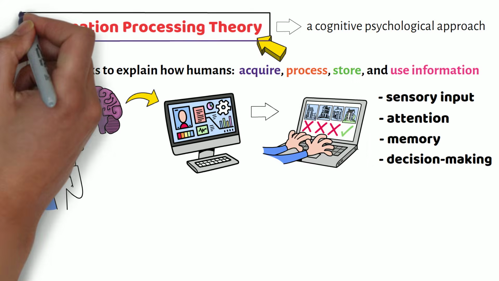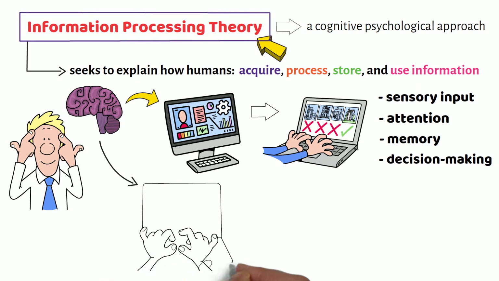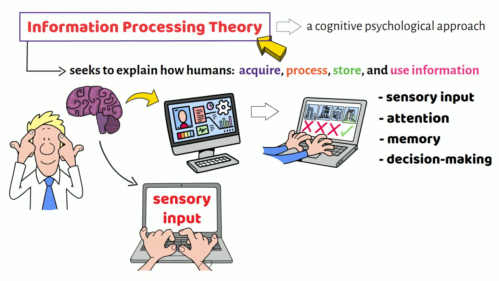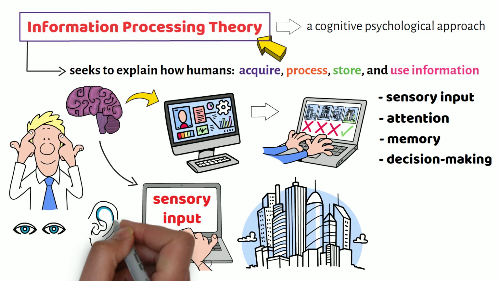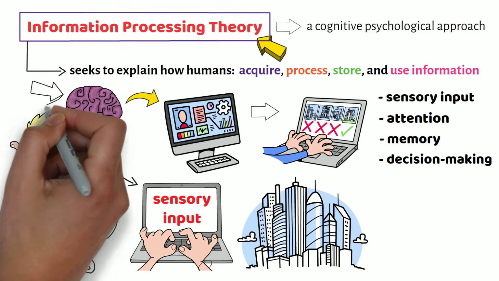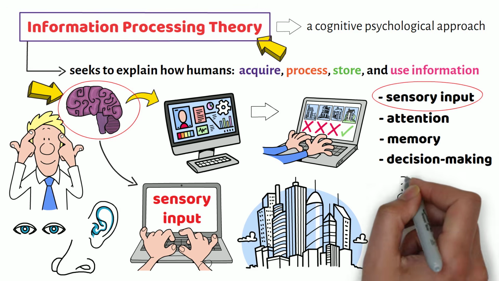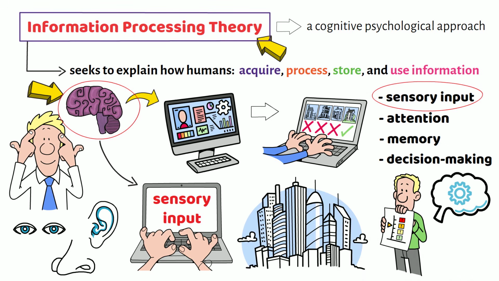According to information processing theory, the human mind processes information in a series of stages, beginning with sensory input. Information from the environment is detected by the sensory organs, such as the eyes, ears, nose, which send signals to the brain. The brain then filters and organizes this sensory input, selecting the most important information for further processing.